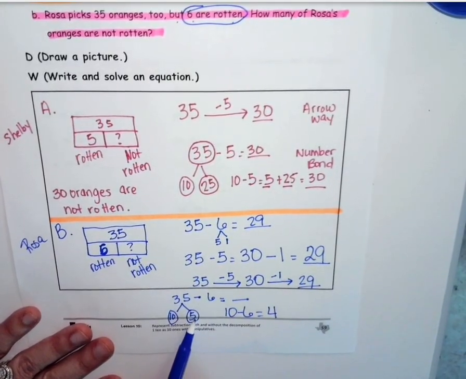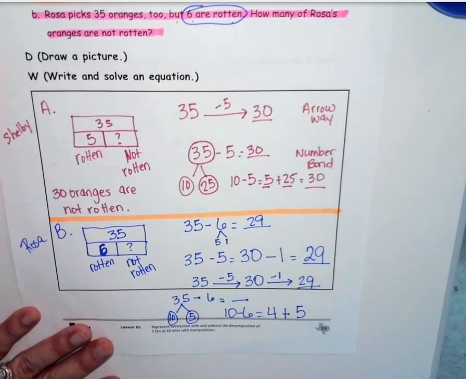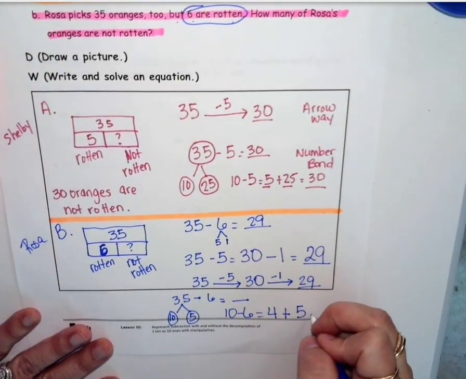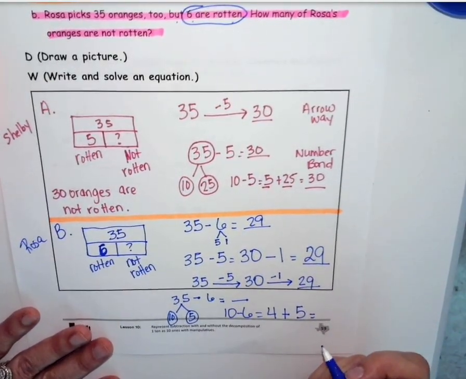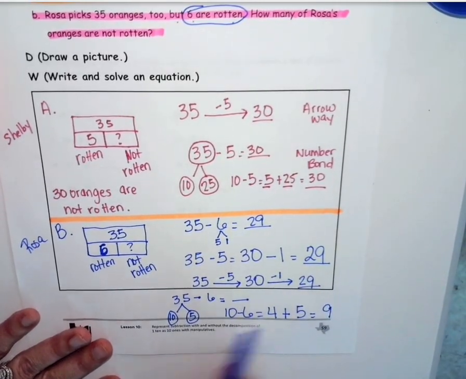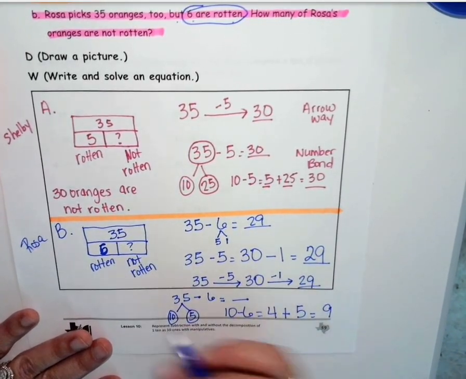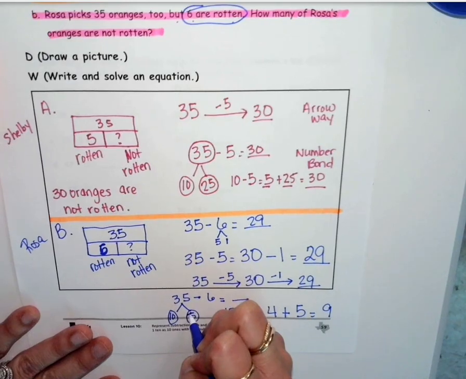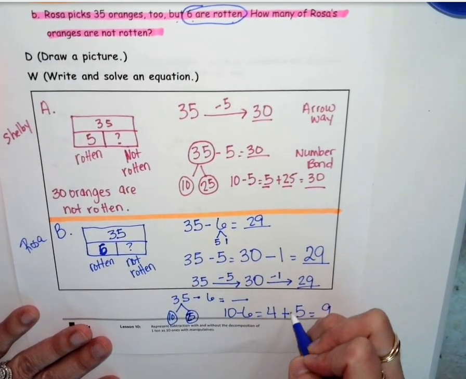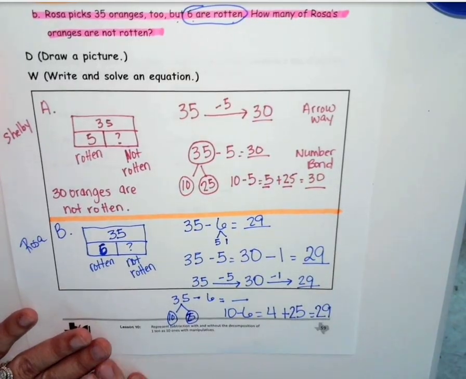How much is left in my number bond? 5. So now I'm going to add what? 5. I'm going to add 5. So now 4 plus 5 is 9. So did I get the same thing? Yeah. What am I missing here? Oh, this should have been 25. Sorry, this should have been 25. So you're actually adding 4 plus 25 equals 29.